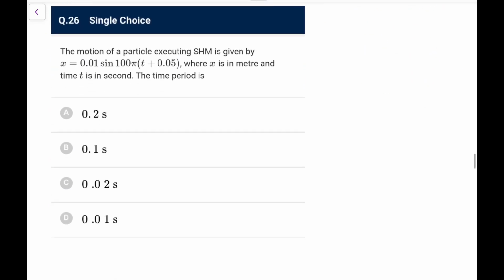D, sorry. The motion of a particle executing SHM is given by this, where x is in meter, t is in second, the time period is, just compare, so directly see omega is 100 pi, so time period is 2 pi upon 100 pi, that is 1 upon 50 seconds, that is 0.02 second, again an easy one for you.